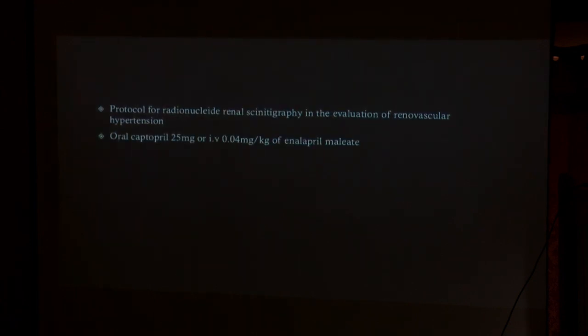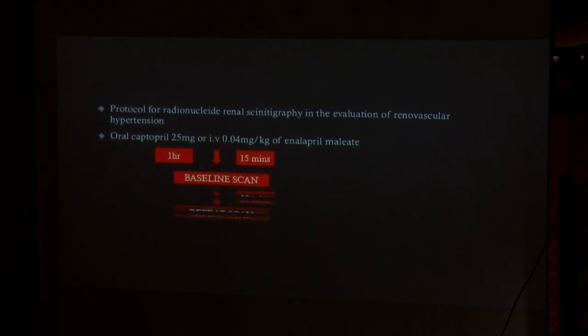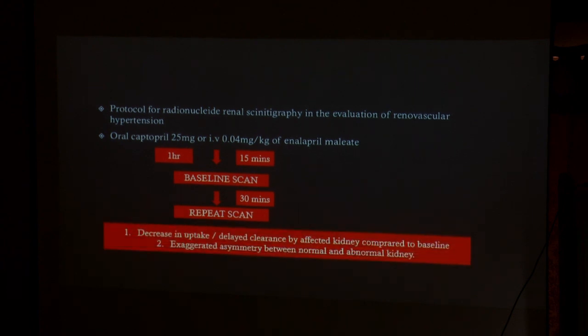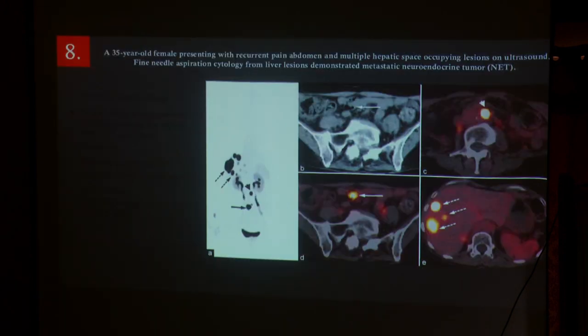So in case of scintigraphy for renovascular hypertension, we'll look at captopril, which has to be given 25 milligram orally, or 0.04 milligram per kg of enalapril. The time differs. If you're giving oral captopril, after 1 hour you will take the baseline. If it is enalapril, after 15 minutes we'll take the baseline. After the baseline, a repeat scan is done at 30 minutes, and the interpretation is, when there is decreased uptake and delayed clearance by the affected kidney compared to the baseline, then it is going to be a positive study. Also, if there is an exaggerated asymmetry between normal and abnormal kidney, that can be considered a positive study.